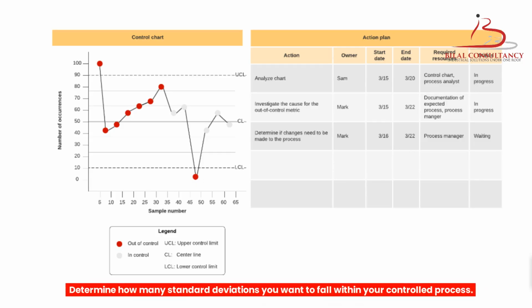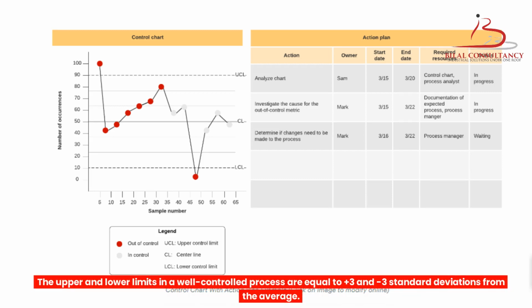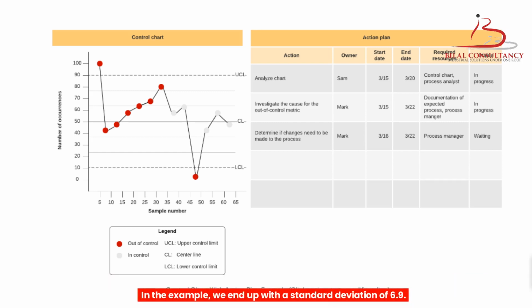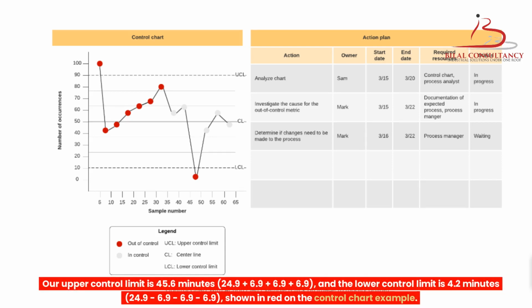Determine how many standard deviations you want to fall within your controlled process. The upper and lower limits in a well-controlled process are equal to plus 3 and minus 3 standard deviations from the average. In the example, we end up with a standard deviation of 6.9. Our upper control limit is 45.6 minutes, 24.9 plus 6.9 plus 6.9 plus 6.9, and the lower control limit is 4.2 minutes, 24.9 minus 6.9 minus 6.9 minus 6.9, shown in red on the control chart example.